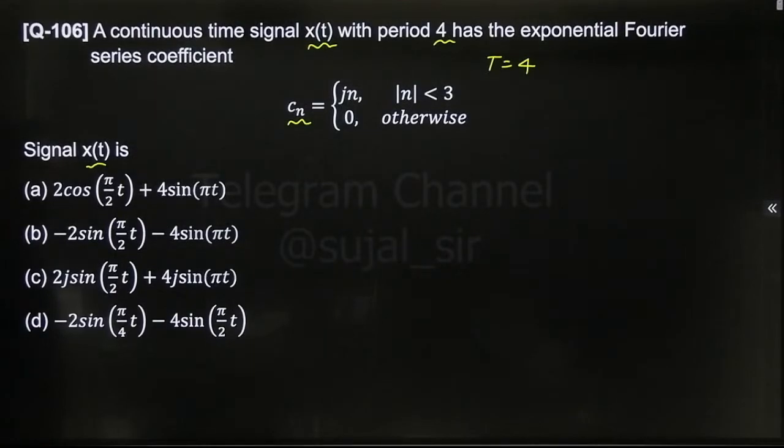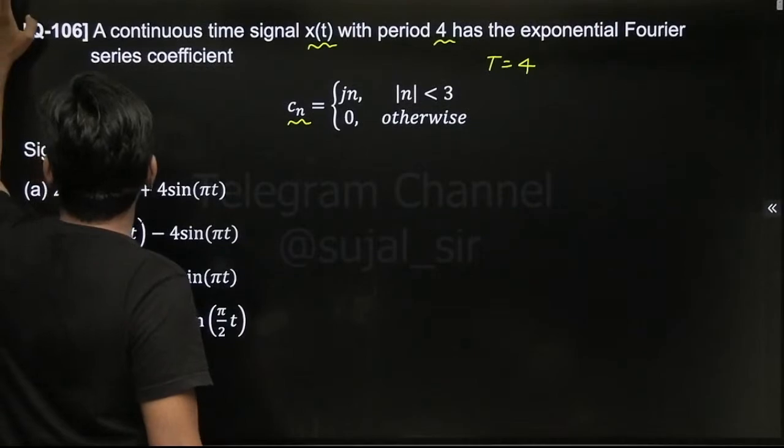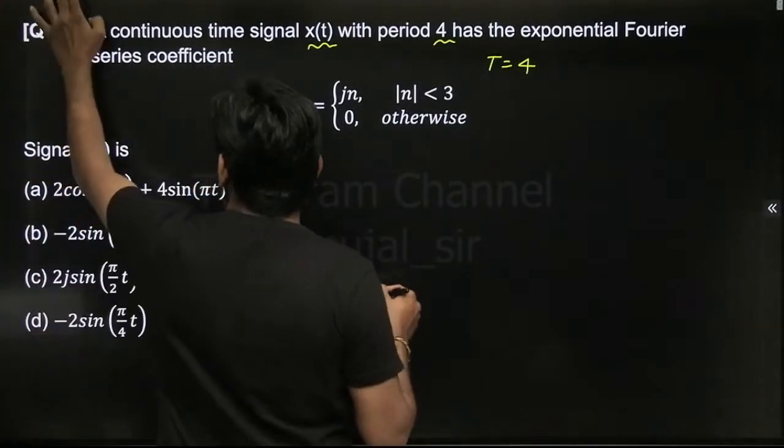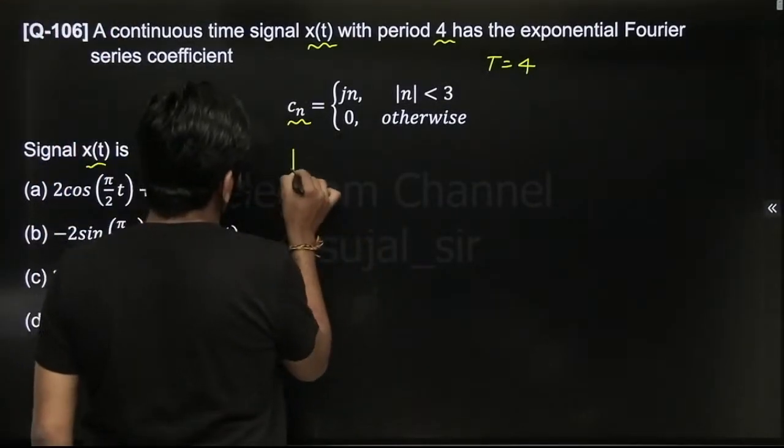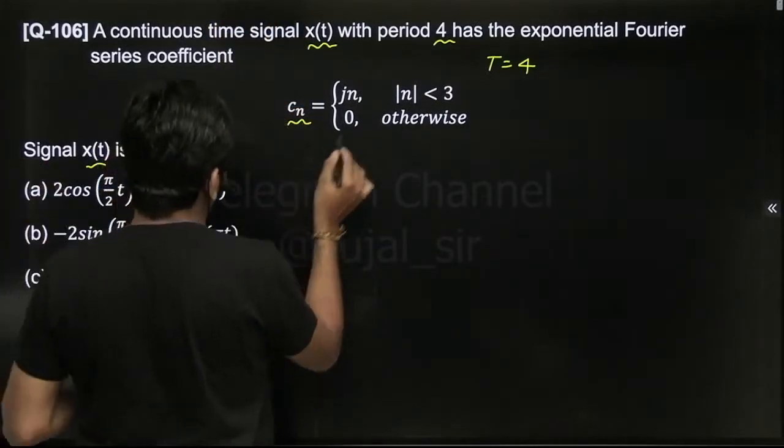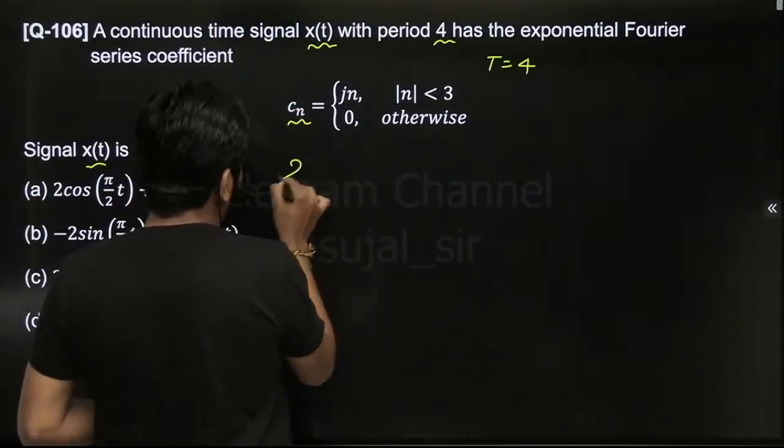So Cn we have to find. Cn is given. See, Cn is equal to what? Here I am providing you a shortcut, guys. First of all, the Cn formula. What is the Cn formula? How to calculate? Cn is given, x of t. How to find the x of t?